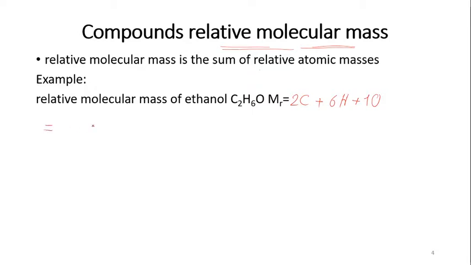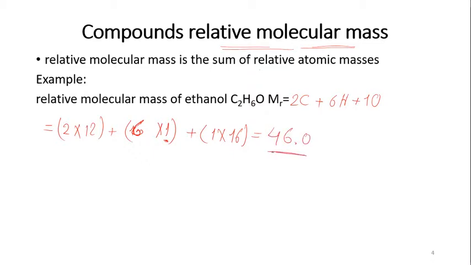If I want to convert this into numbers, the relative atomic mass of carbon is 12, I have 6 hydrogens multiplied by the relative atomic mass of hydrogen, which is 1, and I have 1 oxygen multiplied by the relative atomic mass of oxygen. The sum of that is equal to 46. So my 46 is actually dimensionless.